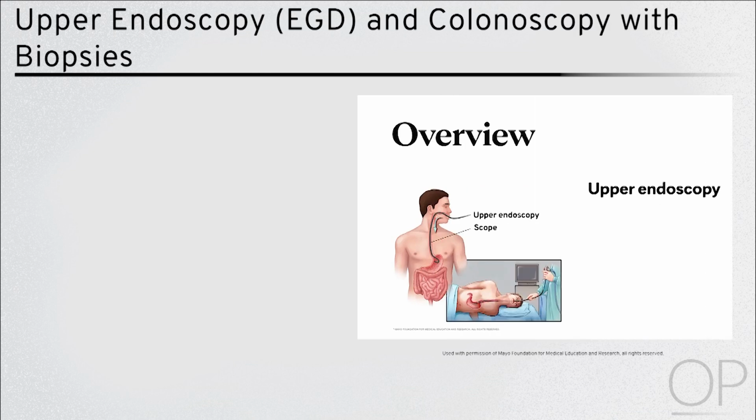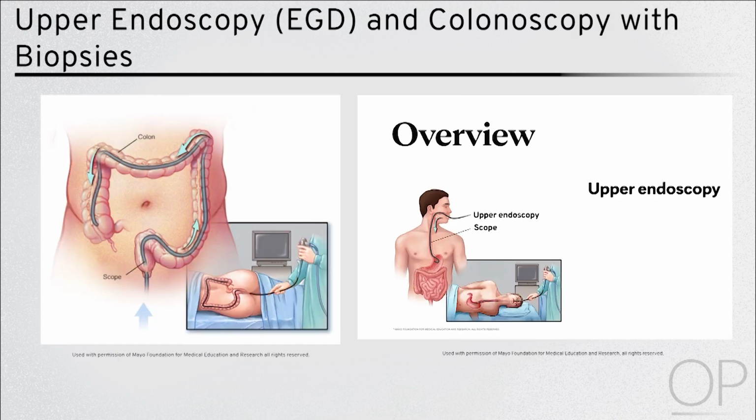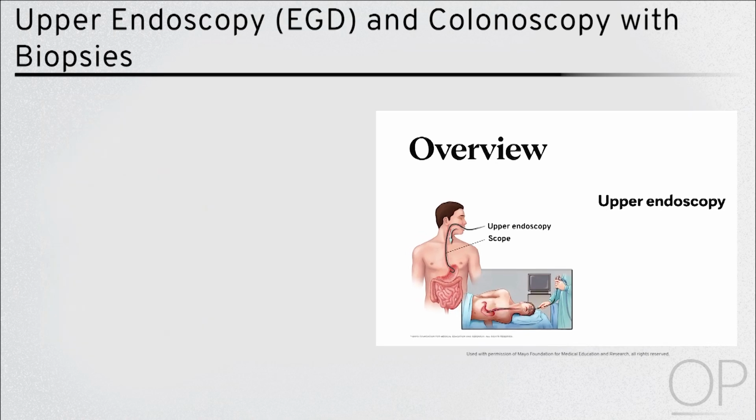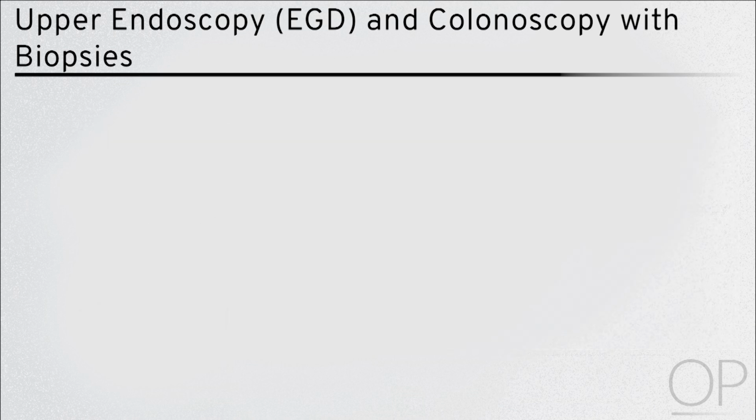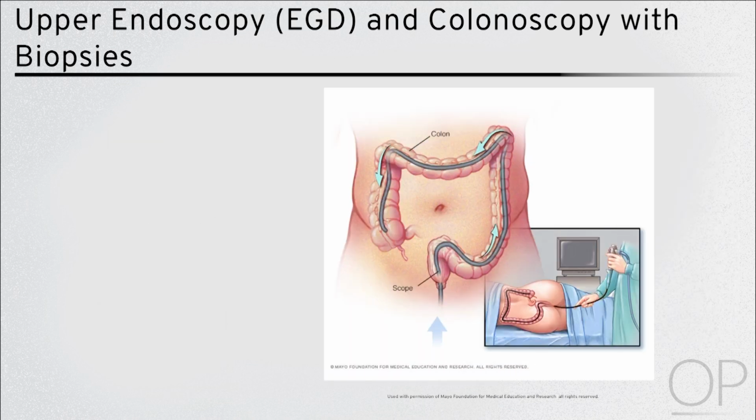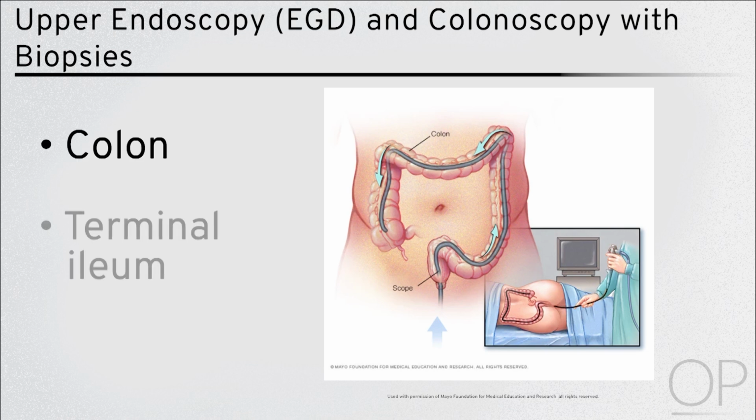Upper endoscopy, EGD, and colonoscopy with biopsies. This is the gold standard testing for IBD diagnosis. EGD allows for evaluation of the esophagus, stomach, and the first part of the small intestine, called the duodenum. Ileocolonoscopy allows for evaluation of the colon and the terminal ileum.